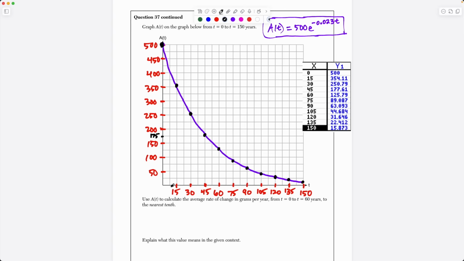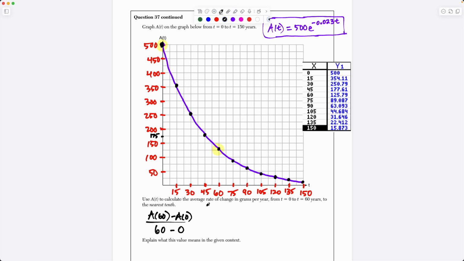So now for the next part of this question, they want us to use A of t to calculate the average rate of change in grams per year from t equals 0 to t equals 60 years to the nearest tenth. So we're finding the average rate of change, which is telling us to find the slope between this point here and this point here when t is equal to 60. So for this, if I'm writing it in function language, what I'm finding is A of 60 minus A of 0, and then I'm dividing by 60 minus 0. And later on, we're going to have to explain what this value means in the given context.